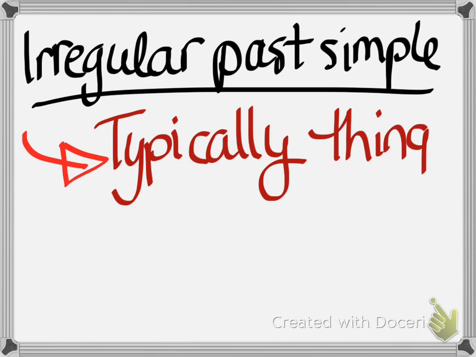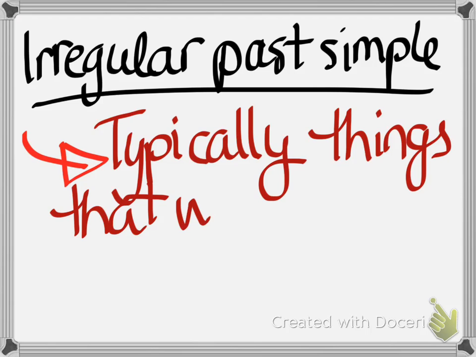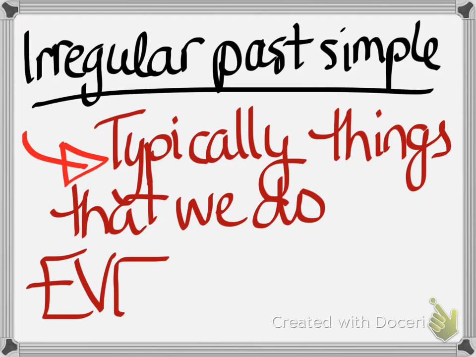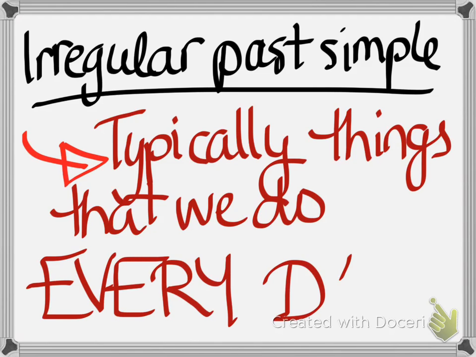And also, don't forget, if you have problems remembering which verbs are irregular, think of it this way. Irregular past simple typically describes the stuff you do on an everyday basis. If you did it yesterday and you do it every day, it's probably an irregular verb. Compare that to regular verbs, however.